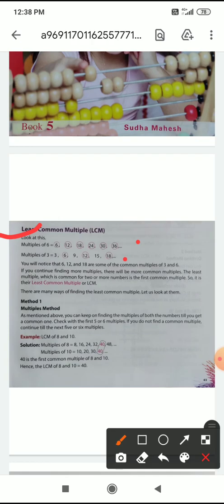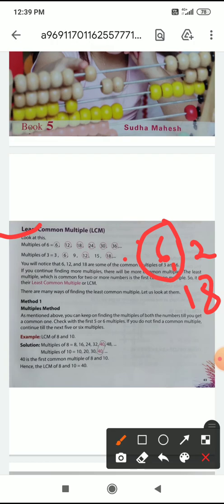So children, here you mark which are common first. The common multiples are 6, then 12, then 18. Okay, among these multiples, which one is least? 6 is least. So 6 is the LCM of 3 and 6. Understood?